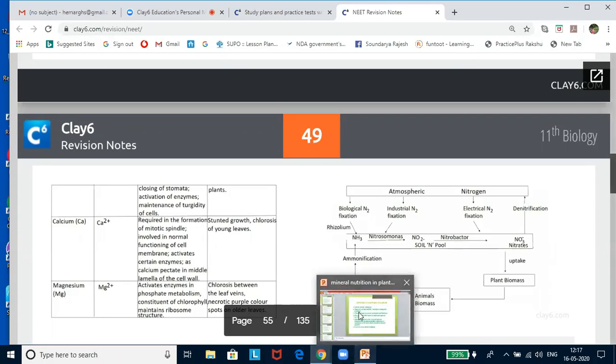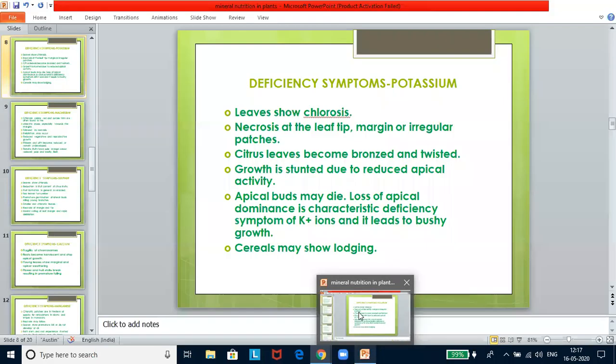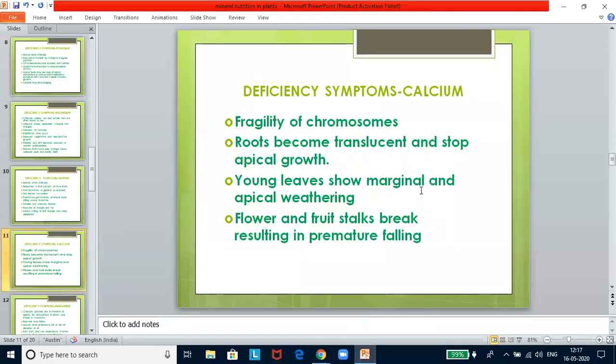So what is the deficiency? Fragility of the chromosomes. Chromosomes become very fragile, and they can be disrupted very easily. Roots become translucent and stop apical growth. Young leaves show marginal and apical withering. Flowers and fruit stalks break, resulting in premature falling.